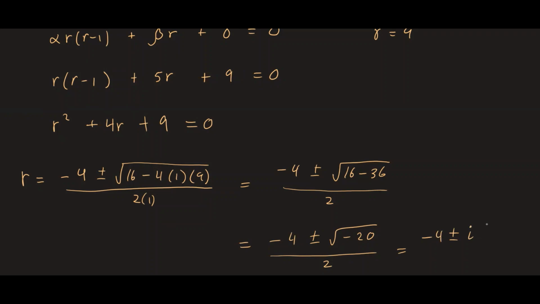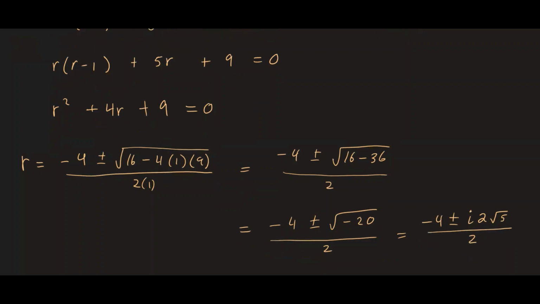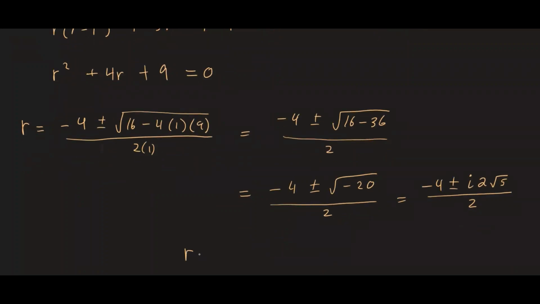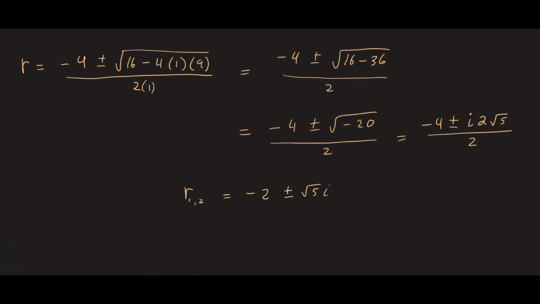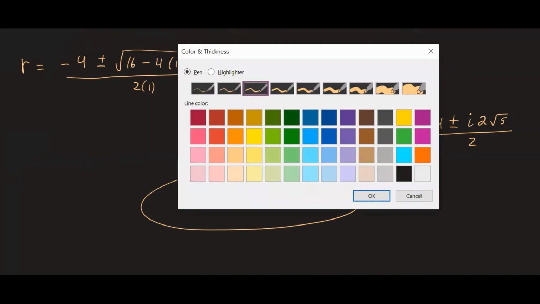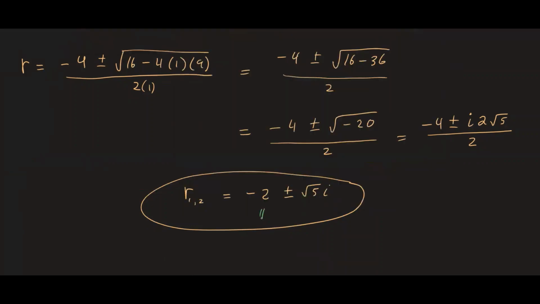So I have the square root of 20, which can be broken into 4 times 5. The 4 will come out as a 2. And the square root of 5 in there, all over 2. And that can be simplified completely. So our r1 and r2 are equal to negative 2 plus or minus square root of 5 i. So those are the roots. So here we can identify which one is A and which one is B for the complex solution. So this is our A, and this guy is our B.